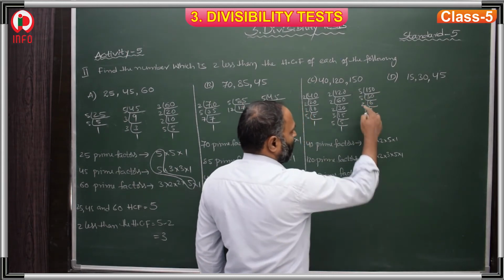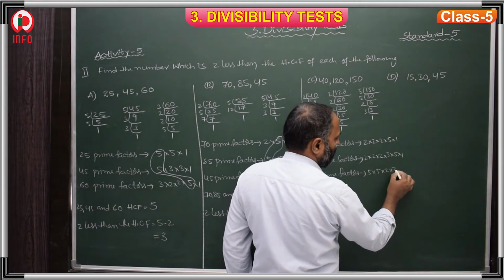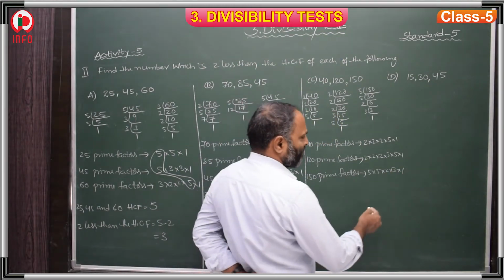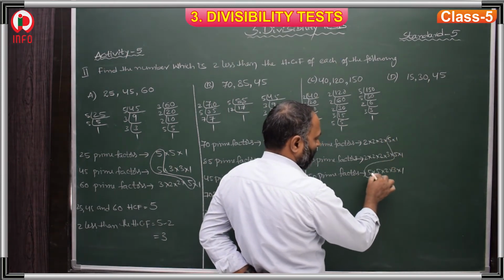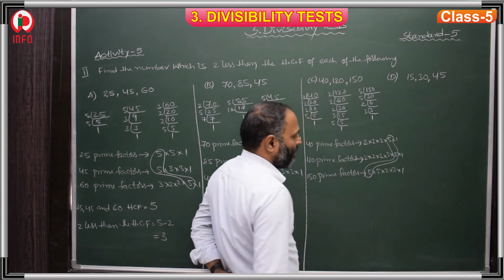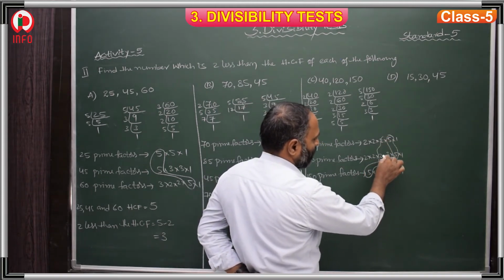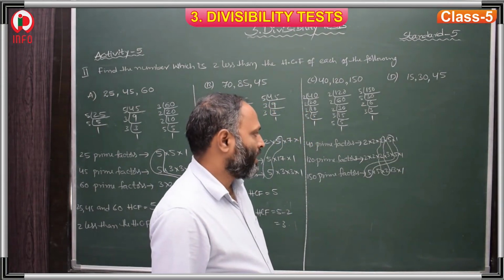5 into 5 into 2 into 3 into 1. Then what is common in all? 1 5 is common in all. Only 1 5, and 1 2 is also common in all. 1 2 is common, 1 5 is common, nothing other than this.